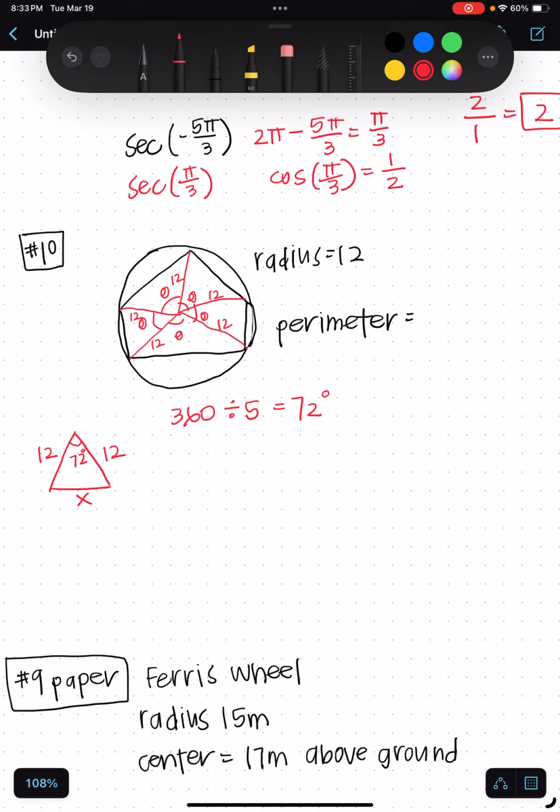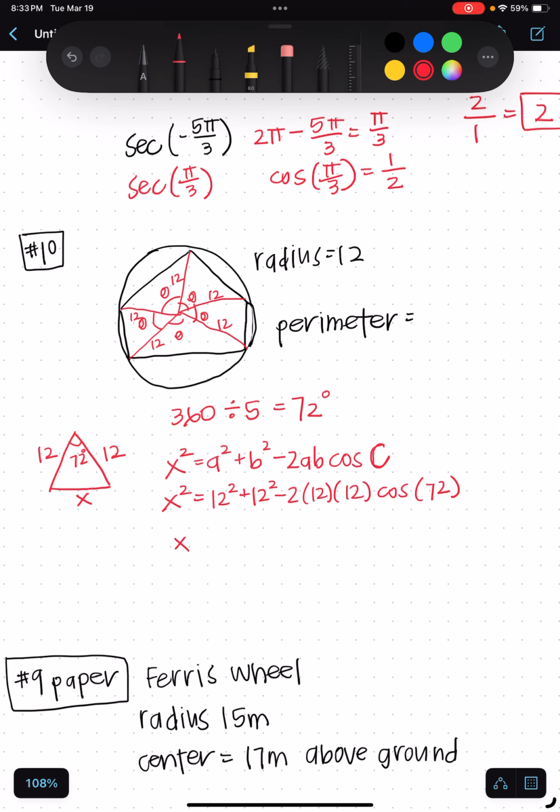I just chose to use law of cosines. So I'm going to say x squared is equal to a squared plus b squared minus 2ab cosine of angle C, where your angle C is the 72 in this case. And then the a and the b are both your two radii, which are 12. So I can write this as x squared is equal to 12 squared plus 12 squared minus 2 times 12 times 12 times cosine of 72.